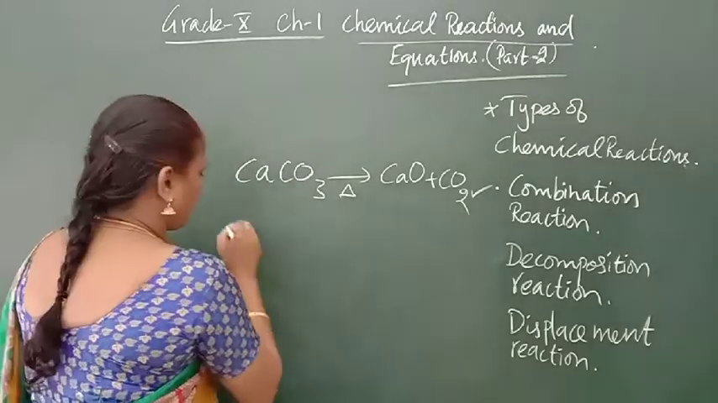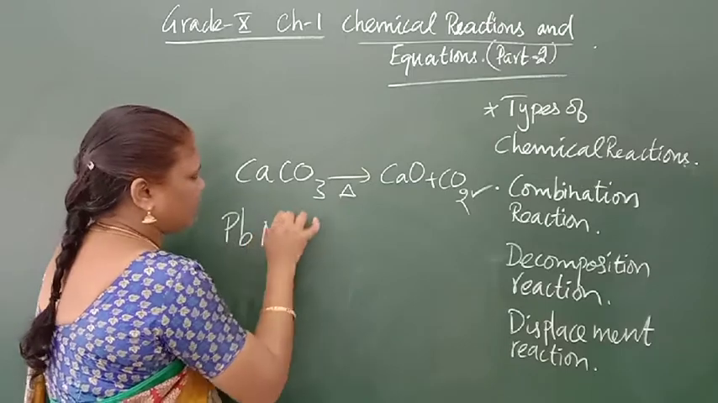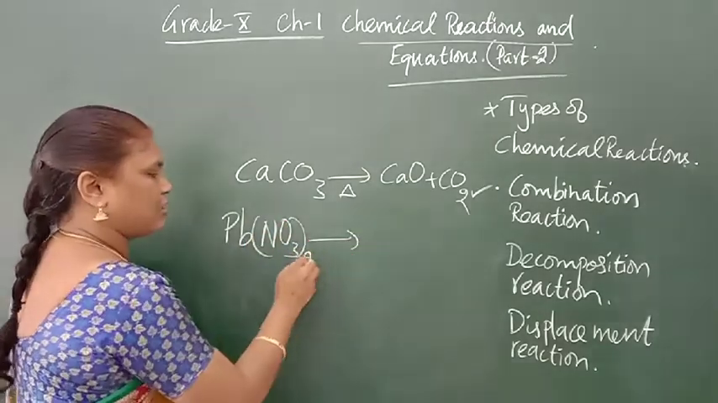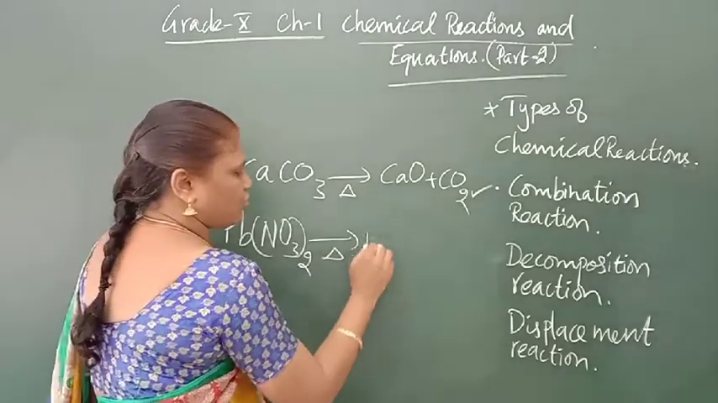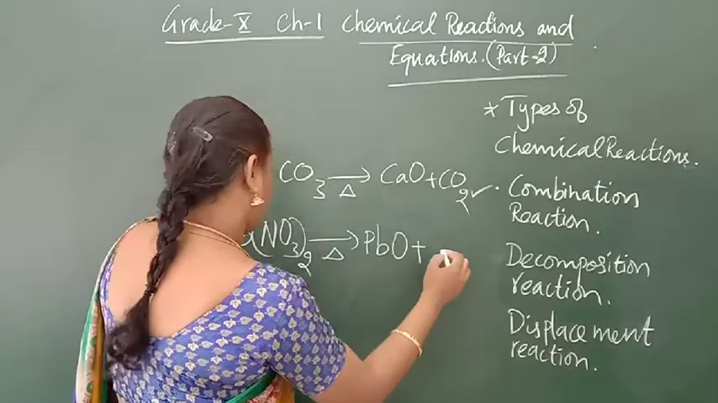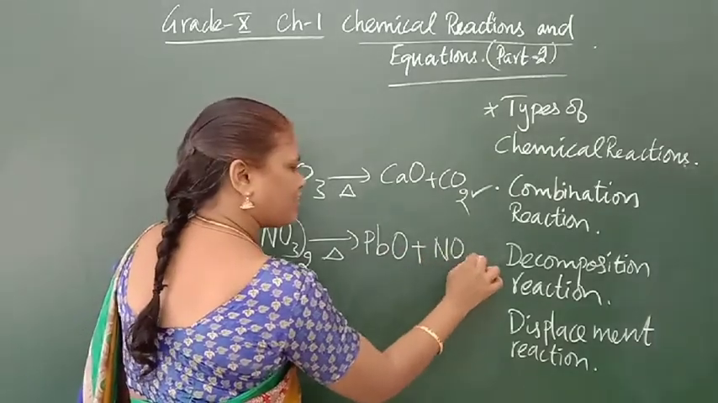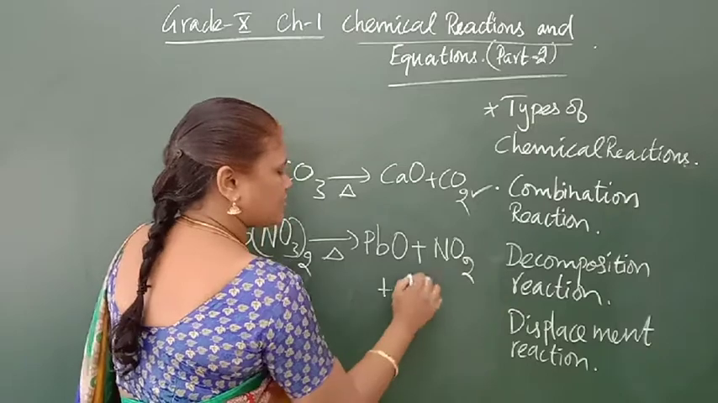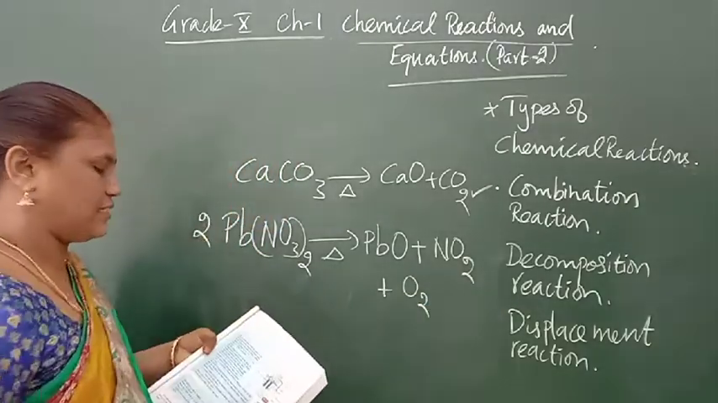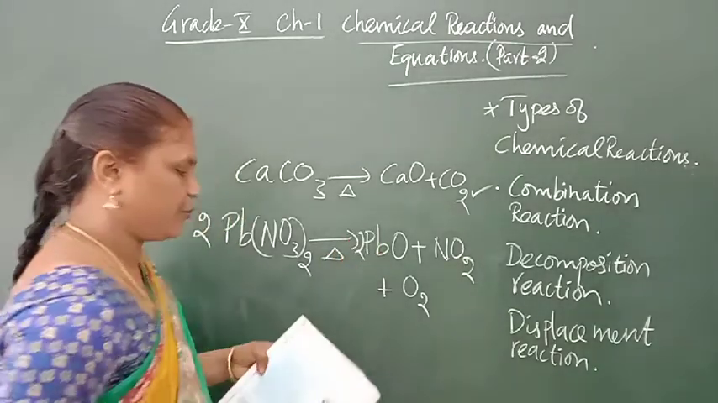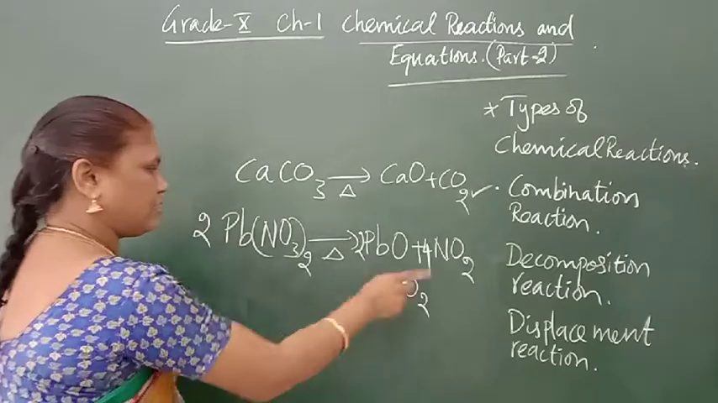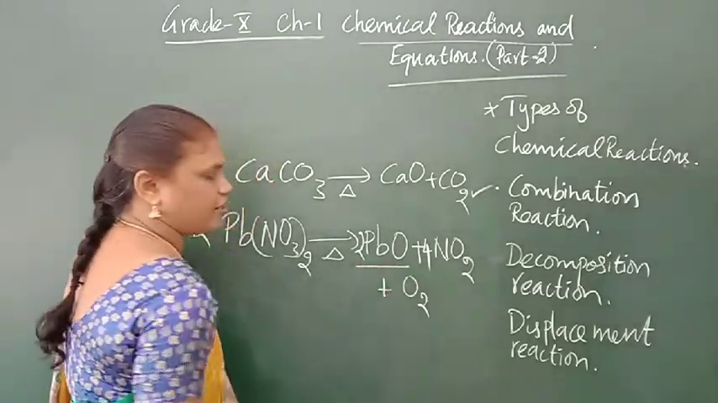Then an important equation, lead nitrate. What is lead nitrate? It is colorless. When it undergoes thermal decomposition, it gives lead oxide plus nitrogen dioxide plus oxygen. Here, when you see, two molecules are taken, and here it is also two, and here it will be four molecules. So this is lead oxide.